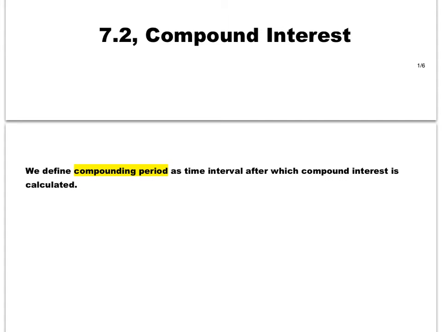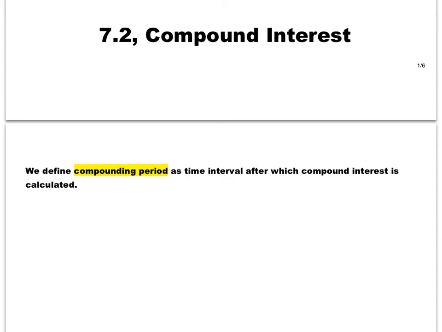In this lesson, we are going to talk about the second form of interest rate, which is called compound interest. Before I derive the formula for compound interest, we have to define a couple of terms here. First is the compounding period. We define the compounding period as the time interval after which the compounded interest is calculated.